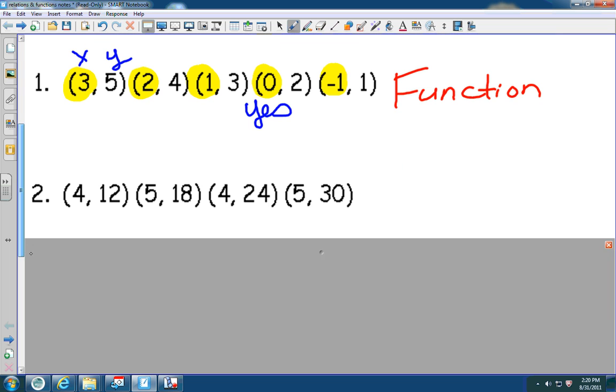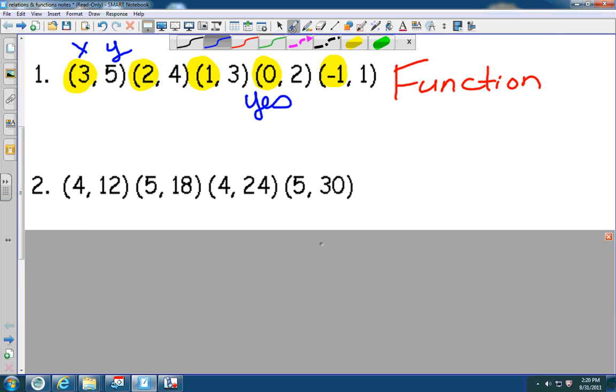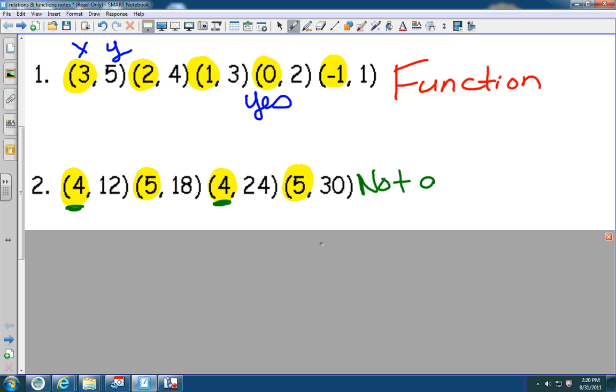This next one, again, I go through and I highlight all my X's. Now, do any of my X's repeat? Well, they sure do. There's a 4 and there's a 4. There is a 5 in both of them too, but it doesn't have to be two different ones, just if you find one number that repeats. So this is not a function. According to these instructions, we would have just put no, because it's not a function.